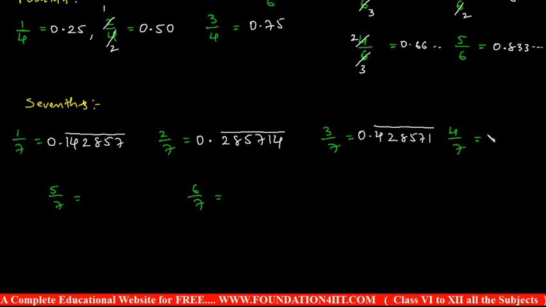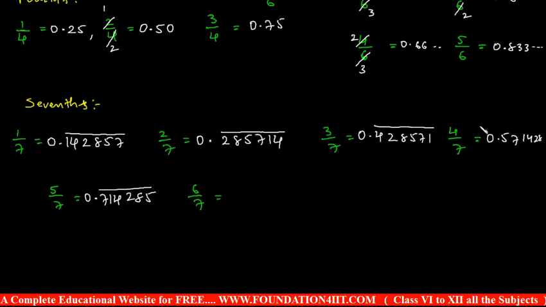And 4 by 7 is 0 point, next to 4 the next number is 5. In order, if you see the ascending order, 5 means next in the continuation: 5, 7, here it is cycling, 5, 7, 1, 4, 2, 8. And similarly 5 by 7 is 0 point, after 5 the next number is 7, it begins with that number. The continuation: 1, 4, again 2, 8, 5.